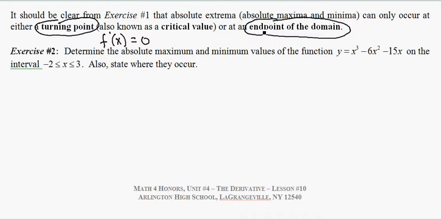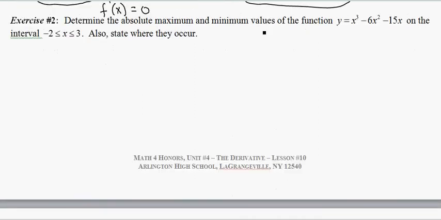So let's look at a slightly more challenging function. In exercise 2, we're asked to determine the absolute maximum and minimum values of a cubic on the interval negative 2 to 3. Alright, we know that they can occur only where the derivative is equal to 0 and at the endpoints. So the first thing that we're going to do is figure out where the derivative is equal to 0. Pause the video for a minute, take the derivative of your function, set it equal to 0, and solve for the zeros. Pause the video now.